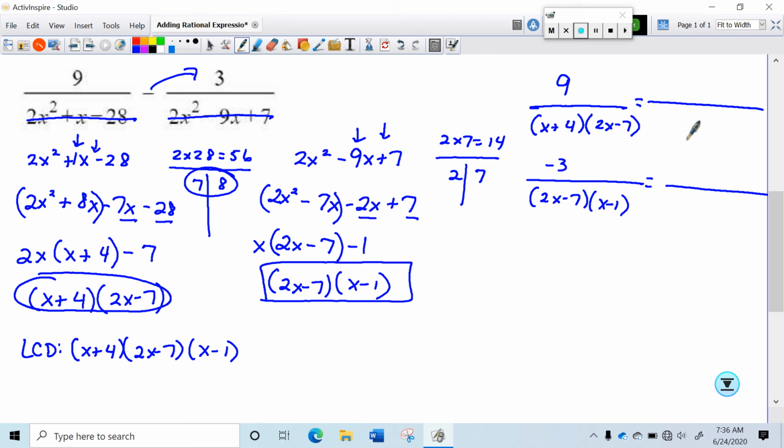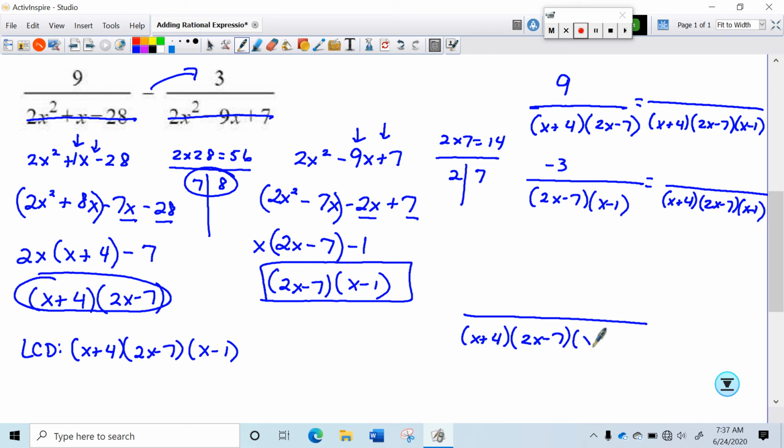Okay, so I want my LCD. x plus 4, 2x minus 7, x minus 1. X plus 4, 2x minus 7, x minus 1. That's going to be the LCD in my answer because that's my common denominator. Now in the first one, x plus 4, 2x minus 7, I'm missing an x minus 1. The reason I cross those out is to see what I'm missing. I probably shouldn't have done that. Let me redo that here.